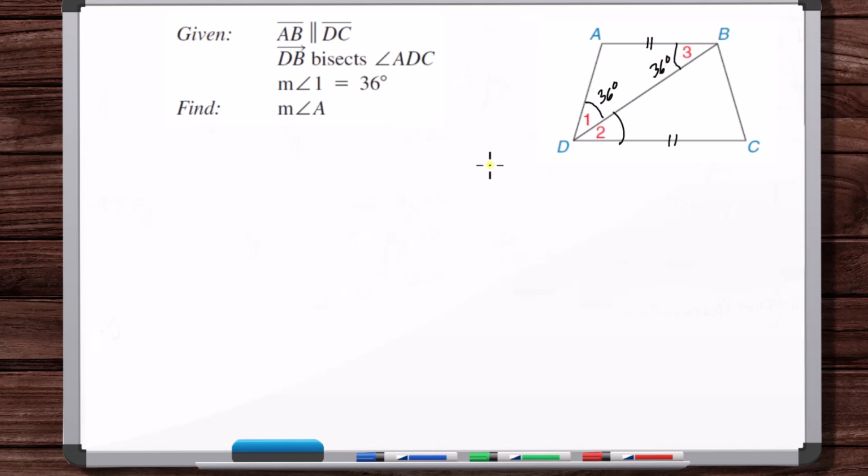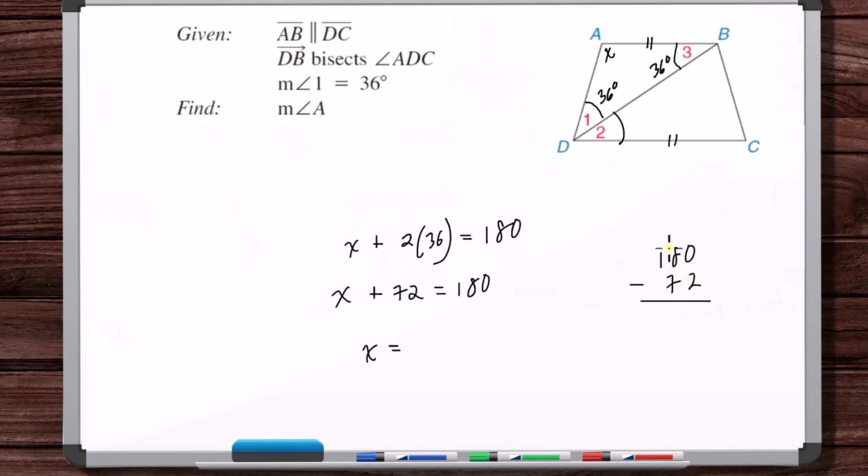So what we've got is the measure of angle A, if this is x, plus 2 times 36 is going to need to be equal to 180 because of triangle ADB. So 36 times 2 is going to be 72. So 180 minus 72 is 108.